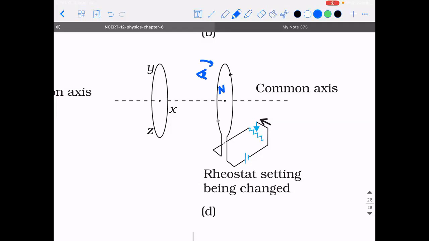Now, the rheostat setting is being changed with a constant battery. Is the resistance decreased or increased by the way they are moving?